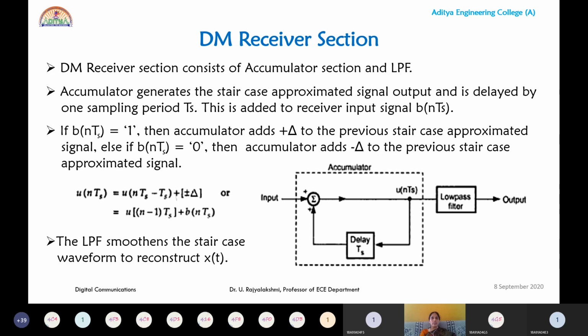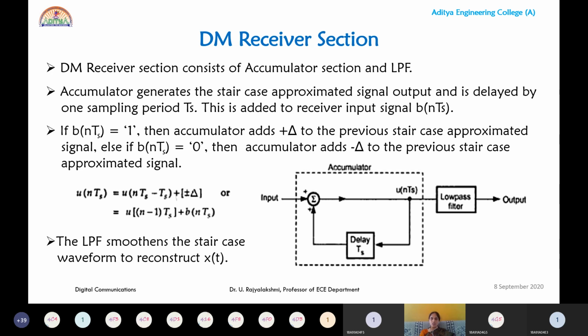So u of nTs plus the input signal. When the input signal b of nTs is 1, the accumulator adds plus delta to the previous staircase waveform. So when the encoded data bit is 0, then b of nTs is minus delta, so the staircase waveform is reduced by a factor of minus delta. Now that present staircase waveform u of nTs is generated by the accumulator section.